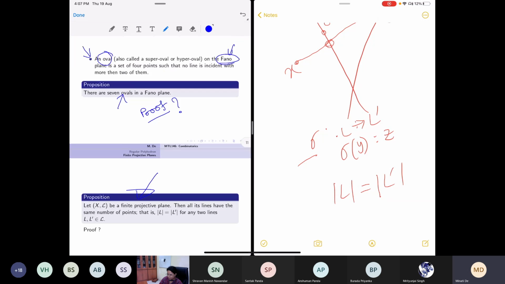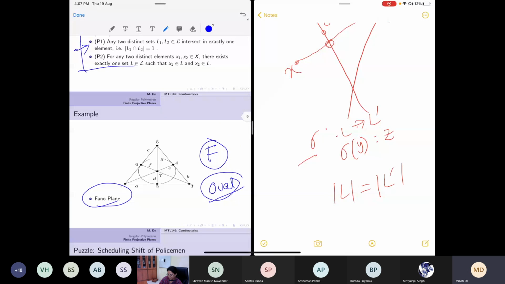Okay. So what is the order of the Fano plane? Can you tell me? The order of the Fano plane is 2. And it's the smallest. That's why I told you it's the smallest possible finite projective plane. So order 2. Okay.